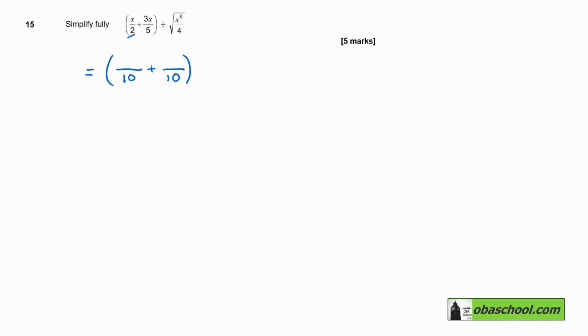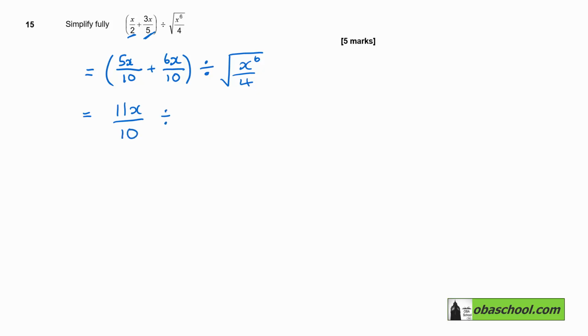We've multiplied the bottom here by 5, we have to do the same to the top. We've multiplied the bottom here by 2, we have to do the same to the top. And don't forget, this is still divided by the square root of x to the 6 over 4, which we'll deal with in a moment. So this is going to be 11x divided by 10.